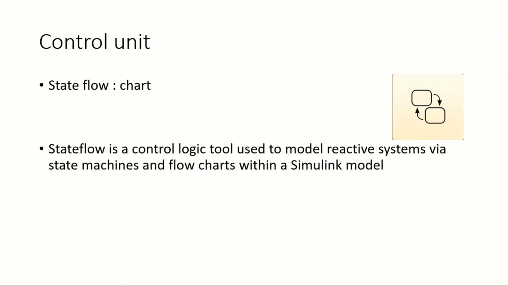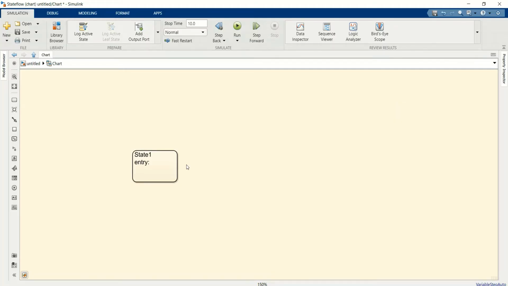Stateflow is a control logic tool used to model reactive systems via state machines and flowcharts within a Simulink model. We can create algorithms easily by creating flowcharts instead of writing 100 lines of code. I'm going to explain a little about the chart and how to add states and transitions to your chart. In Stateflow, you can add states from here. After that, you have to add a default transition to your state.